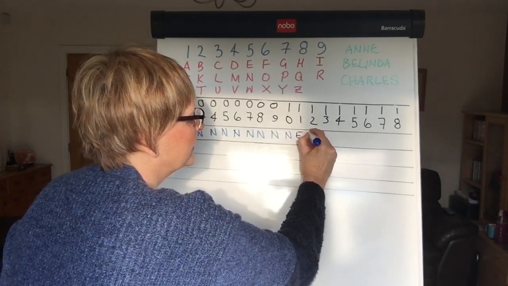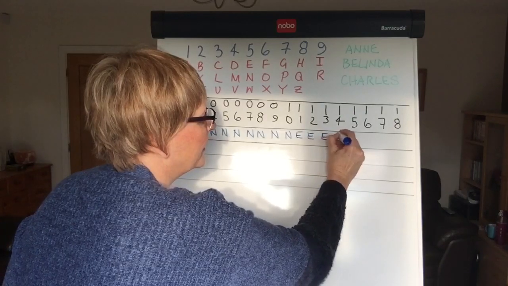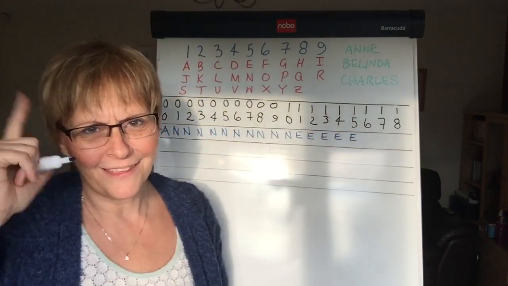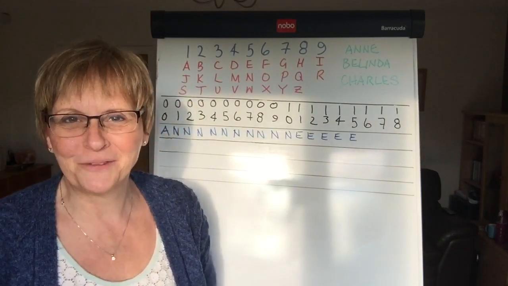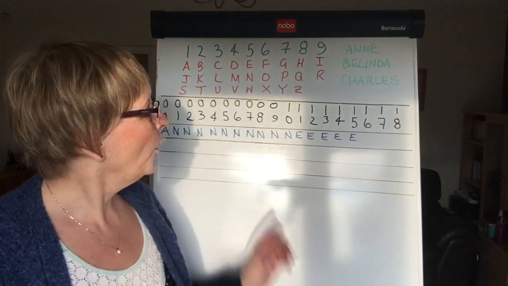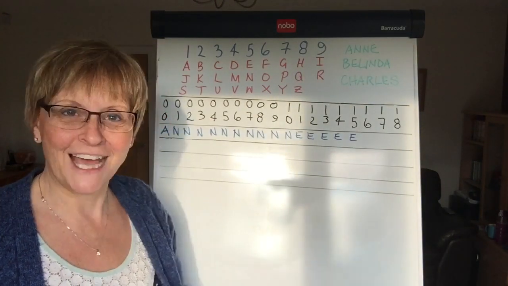So 1, 2, 3, 4, 5. Now, you might be thinking, so the names run out now, what do we do? Well, as in everything, there is no beginning and end. We start again. So we go back to A.